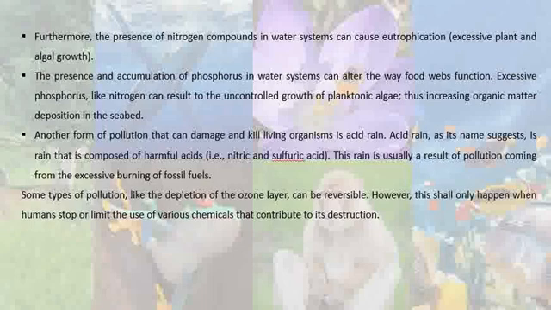Another form of pollution that can damage and kill living organisms is acid rain. Acid rain, as its name suggests, is rain that is composed of harmful acids, that is nitric and sulfuric acid. This rain is usually a result of pollution coming from the excessive burning of fossil fuels. In your later classes, you will learn about acid rain, what it is and how it is formed.